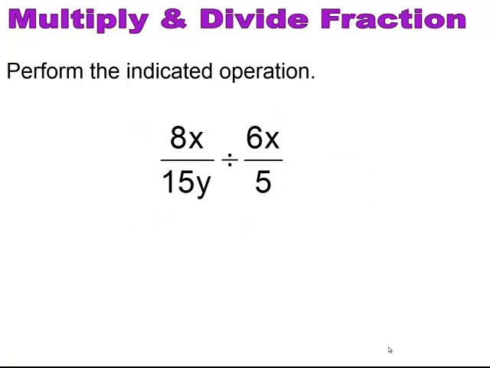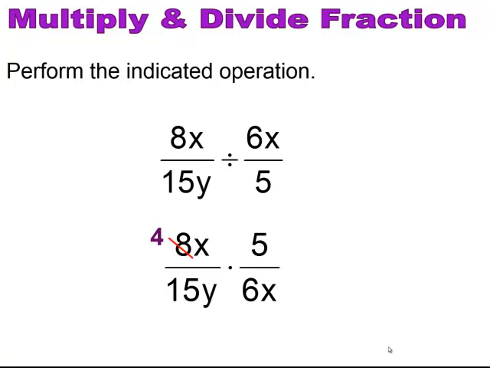Pause and try. So again, I'm keeping the first fraction, changing it to multiplication, and getting the reciprocal of the second fraction. I'm going to simplify first, and then I'm going to multiply across. Now be careful here, because in the denominator, that y is not going away. So it's going to end up being in my answer. I'm left with 4 over 9y.